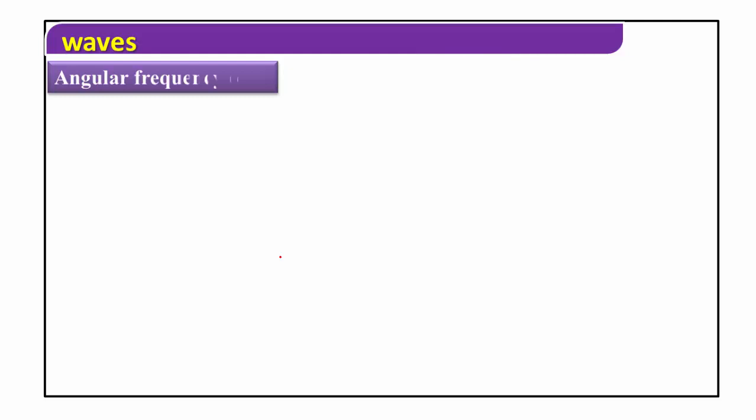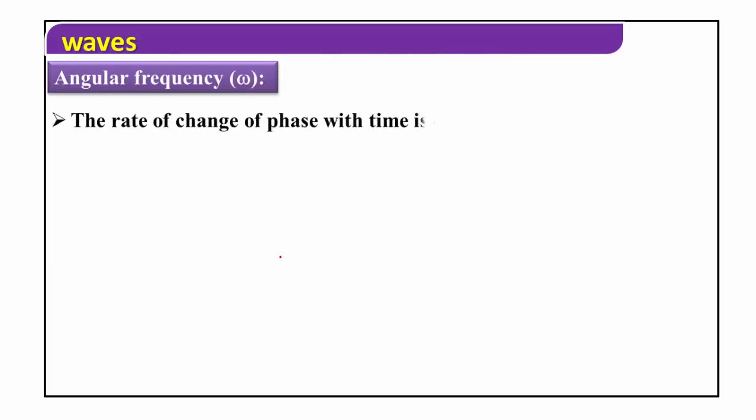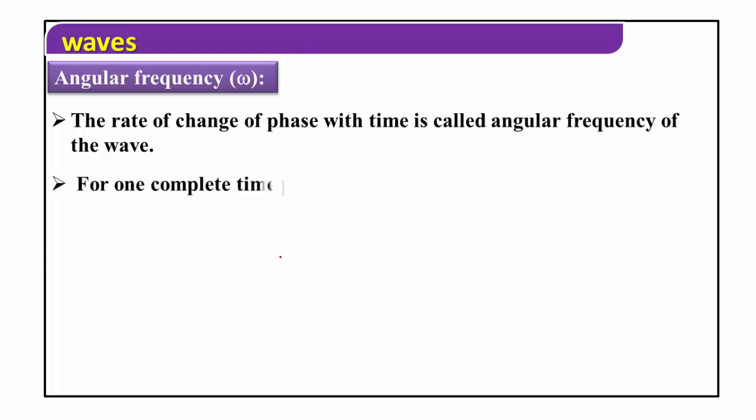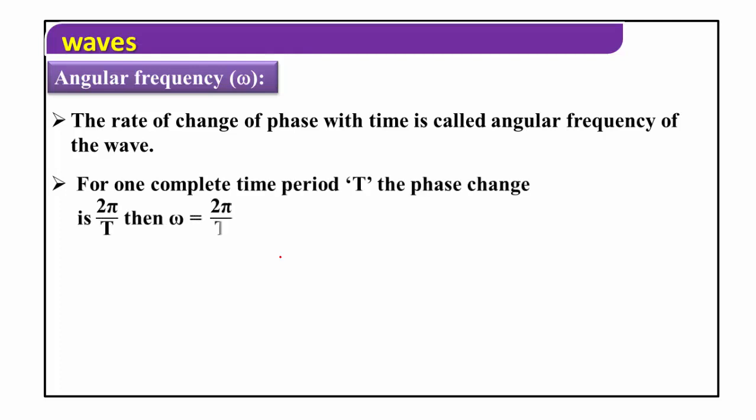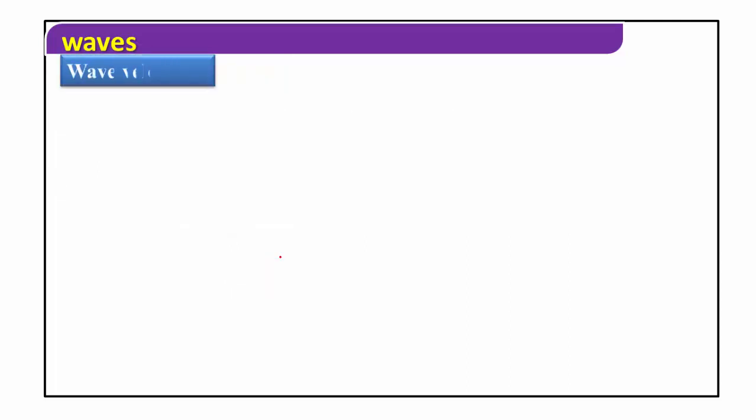Angular frequency is mathematically denoted by the symbol ω. The rate of change of phase with respect to time is called angular frequency. For one complete time period, the phase change is 2π, so ω equal to 2π divided by T, where 1 by T is the frequency. Then you can write this equation ω equal to 2π into n. The SI unit for angular frequency is radian per second.